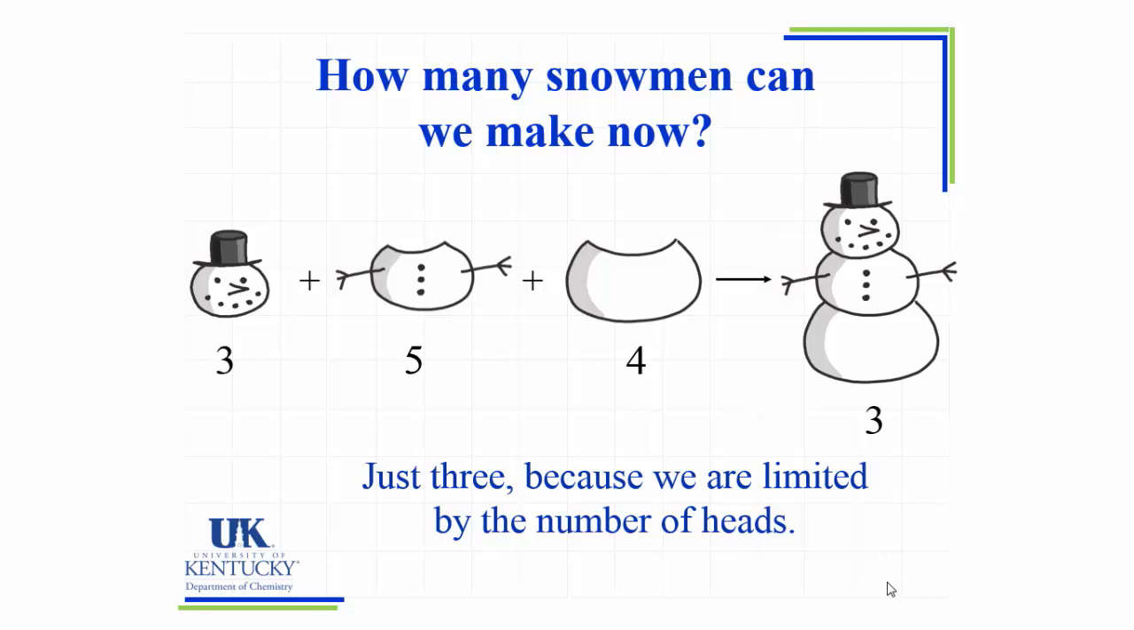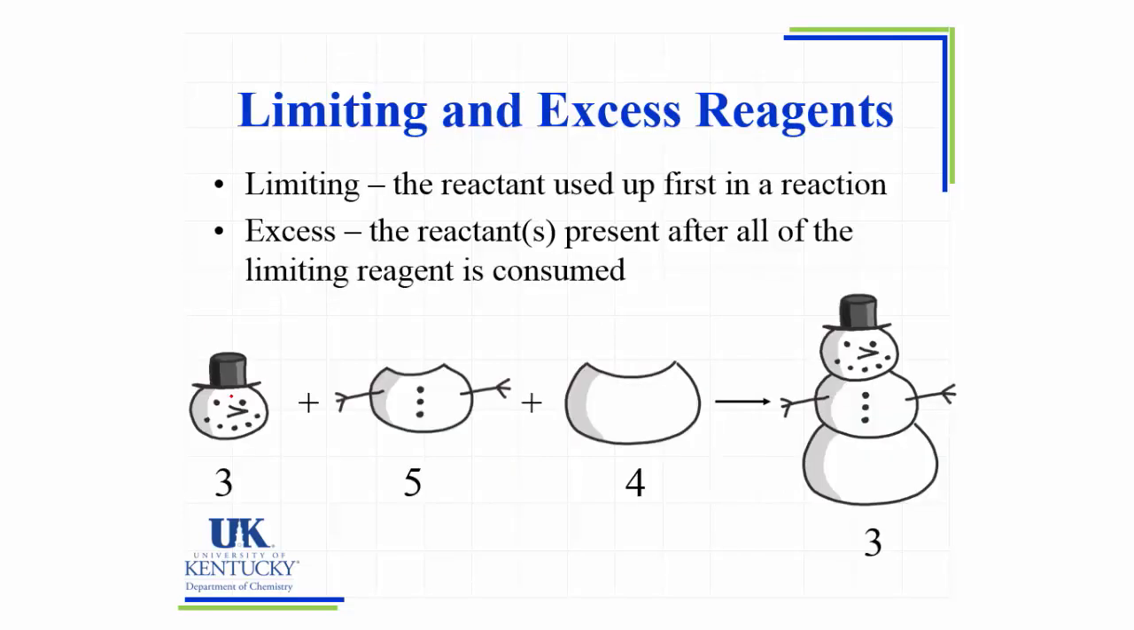So even if we had 50 or 30 or 100 middles and bottoms for our snowmen, we would be left with only 3 snowmen because we are limited by the number of heads that we have. And once we run out of that reactant, we're done. Our reaction cannot proceed any further. So for this, we can define 2 new terms, limiting and excess reagents.